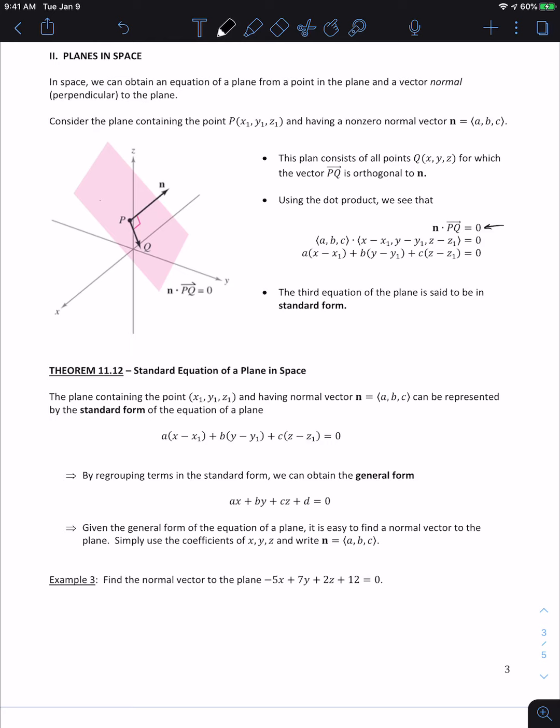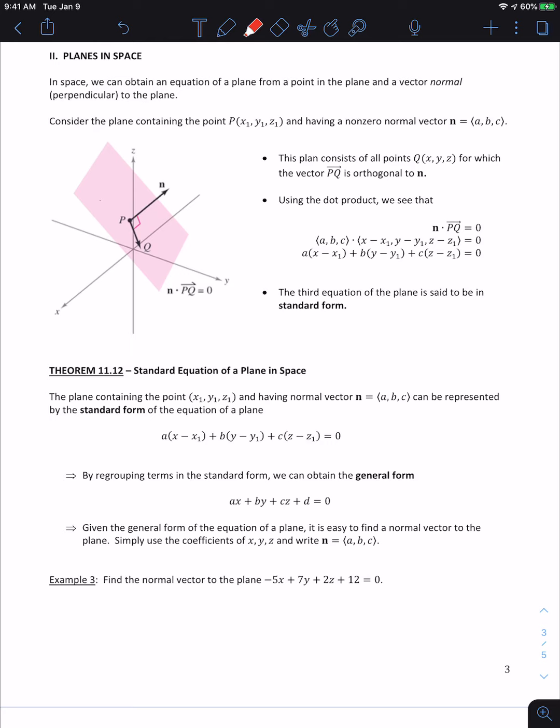Well, what is N? N we just defined as A, B, and C, that vector. And then PQ, remember, we know what P is. So in order to find PQ, if Q is X, Y, Z, it's just going to be terminal minus initial. So that's where we get this line here. It's just going to be N, which we know is A, B, C, and then PQ, which is terminal minus initial.